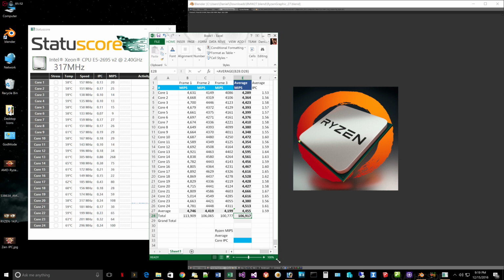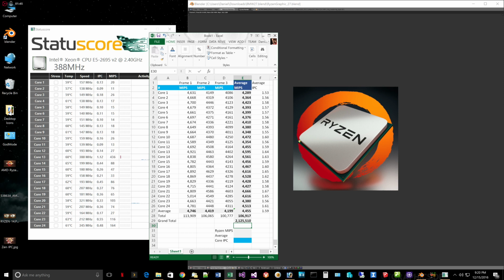Well, the next thing that we want to do is calculate the total number of instructions that were executed while rendering that image. And the way that we do that is we simply take this number here, the 106,917, and we multiply that by time. And the time value is how long it took to render the image, which in this case was 19.88 seconds. That gives us a grand total of 2.1 trillion instructions. So that is the number of instructions that were executed while rendering the image.